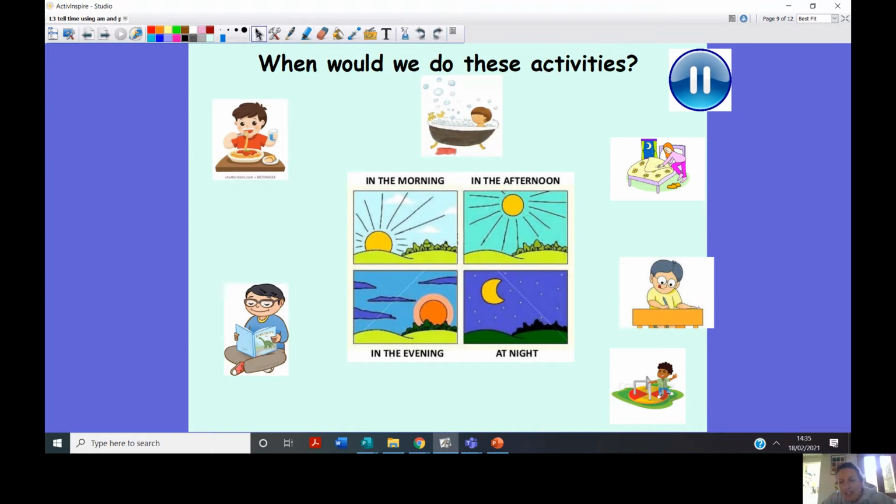And I know everything's a little bit strange at the moment, but again, let's be sensible. I don't think you're going to go to the playground at night because the playgrounds are shut. So try and be sensible. And when would you normally do these activities? So press pause now.